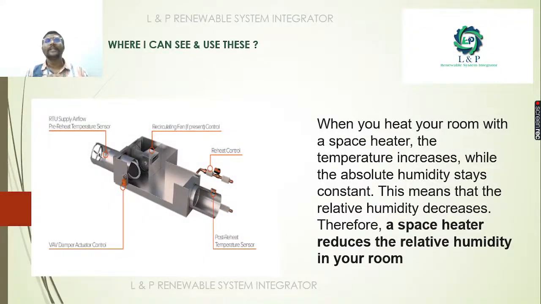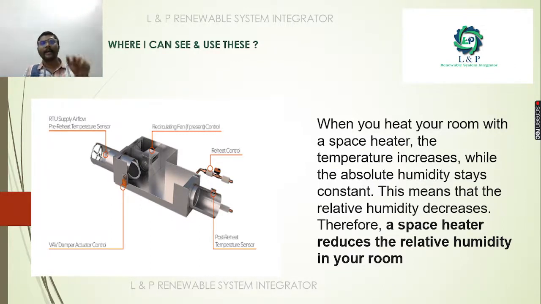Mostly where we are going to use this, if you are going for a variable air volume unit, it has a damper control actuator, and also it will have a reheat coil control. In such places, if you want to control the airflow inside a particular room or building, then you need to switch these reheat coils on and off. Does using a reheat coil reduce the temperature, or does it reduce the humidity? Yes, it will reduce the relative humidity.